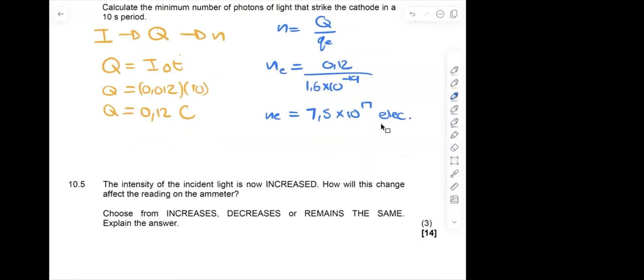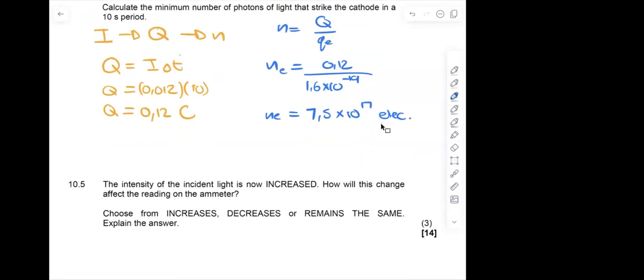Question 10.5 says the intensity of the incident light is now increased. How will this change affect the reading on the ammeter? Choose from increases, decreases, or remains the same. I want you guys to answer this final question because I now believe in you guys. You have managed to do this really well.